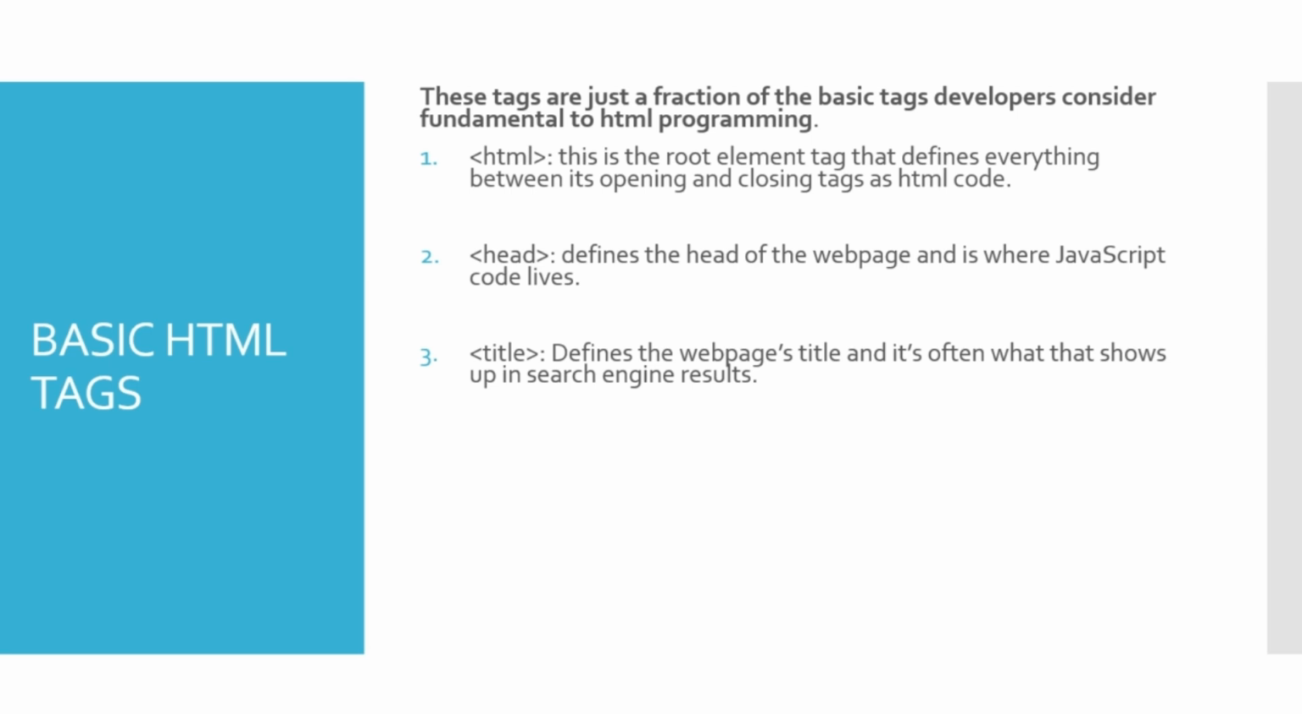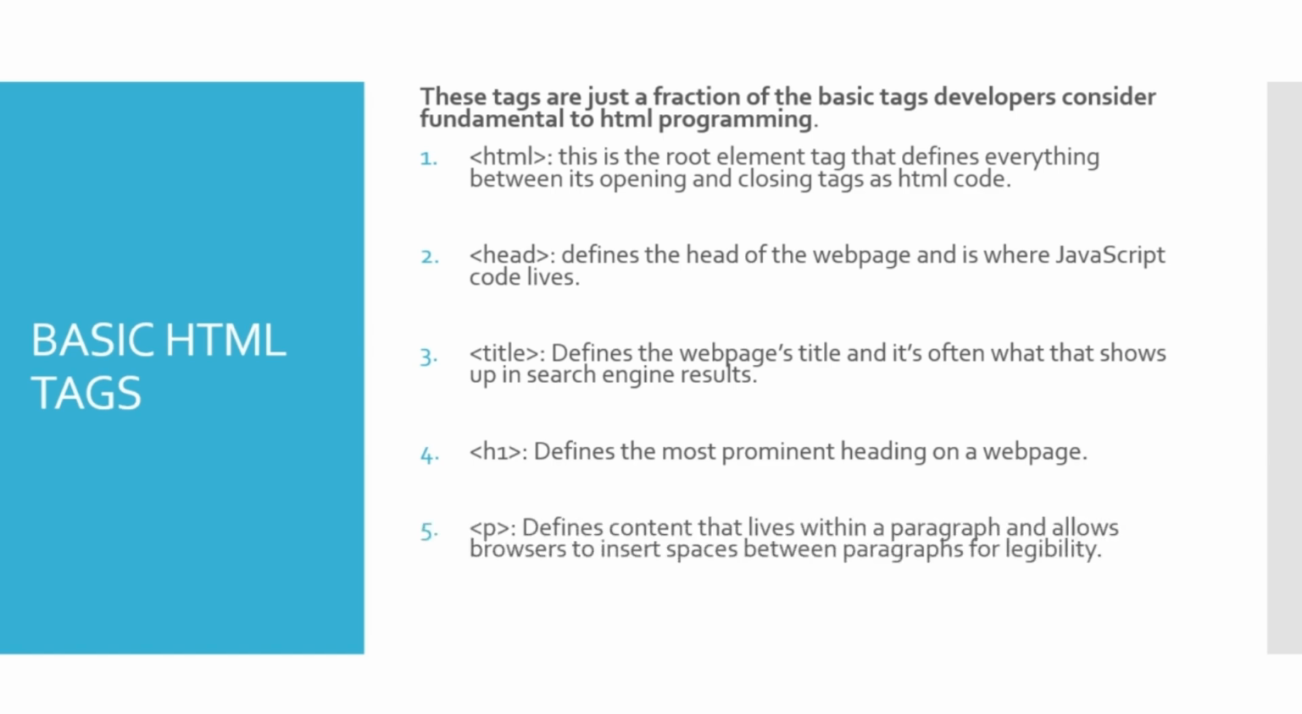There is a title that defines the web page's title and is often what shows in the search engine result. So this is where you can easily type in the title of your web page. So the H1 defines the most prominent heading on the web page, and then the paragraph defines content that lives within the paragraph and allows browsers to insert spaces between the paragraphs for legibility. Other important tags include the body tag, the anchor tag, the span, the div, the image, and other important tags that you will see as we progress in this video.